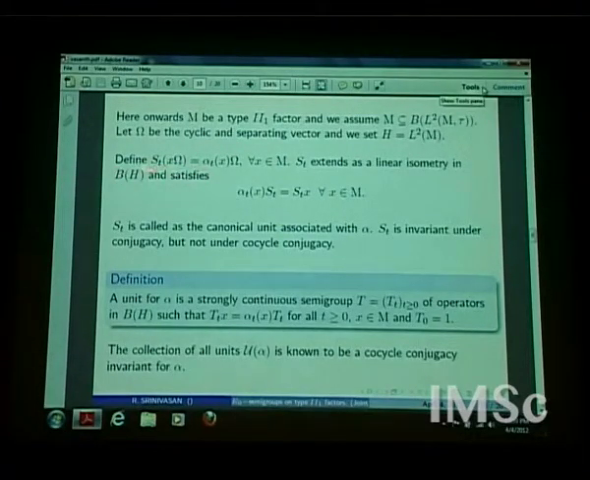So now I define an operator. Now I have α_t. α_t is an E0 semigroup acting on M.